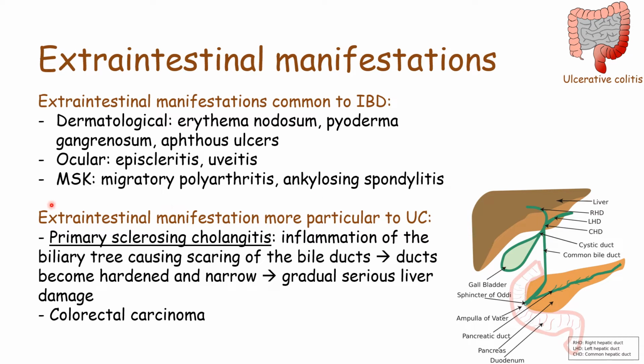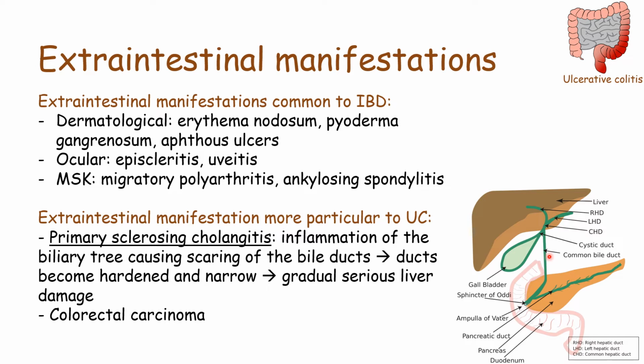Now, an extraintestinal manifestation more particular to ulcerative colitis is primary sclerosing cholangitis. This is essentially inflammation of the biliary tree causing scarring of the bile ducts. So here we have an image, and essentially all the bile produced by the liver, right, and the bile stored in the gallbladder, all go through all of these ducts to be excreted into the small intestine.